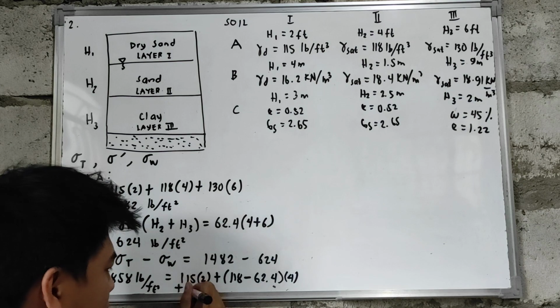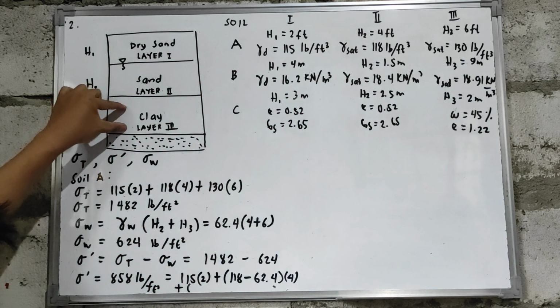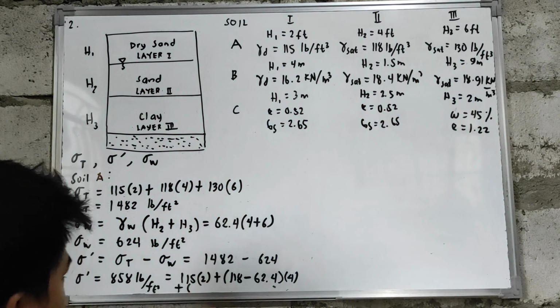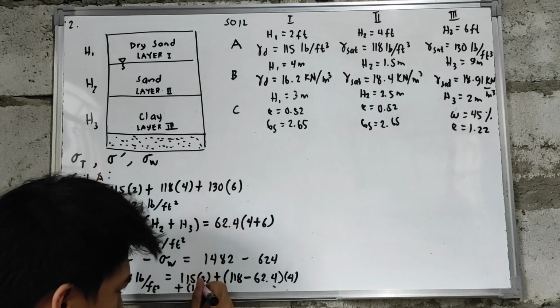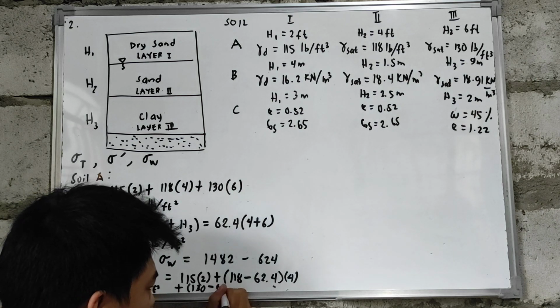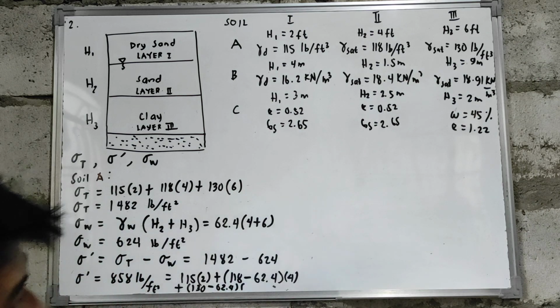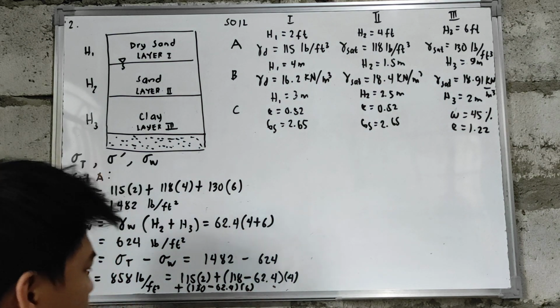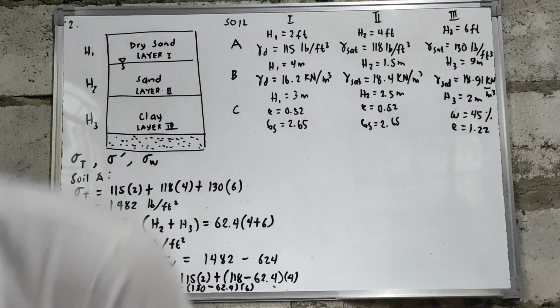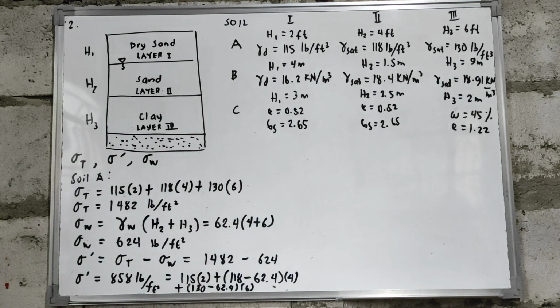Lastly, i-add naman natin yung third layer natin. So, meron siyang saturated unit weight na 130. So, aalisin natin yung tubig dyan. So, since naka-English unit tayo, so that is 62.4 multiplied by yung height niya, which is equal to 6 feet. So, kung i-compute mo yan, you will have a value of your effective stress, which is equal also to 858 pounds per feet squared. So, ganun lang yung solution natin.